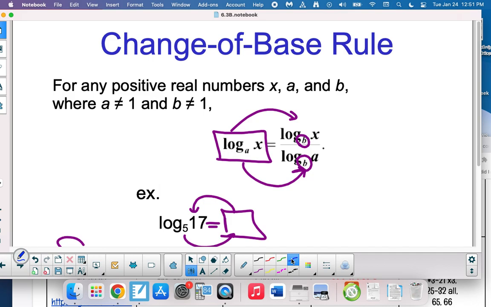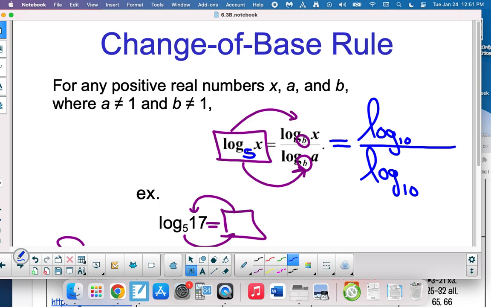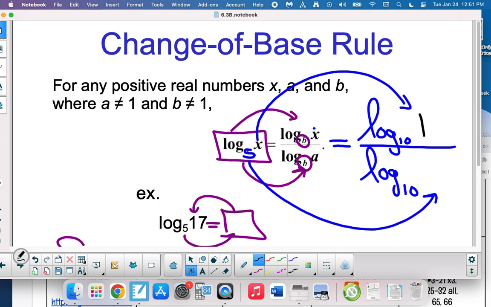Base what? 10. Or e. You have natural log, you have common log. So here's what they're saying to you. You just take log base 5 and change it to log base 10. Whatever this number is here, that goes on top. Whatever the base is, that goes on the bottom. So what would our two numbers be? 17 on top and 5 on the bottom, right? Log of 17 divided by log of 5 should give me that answer.